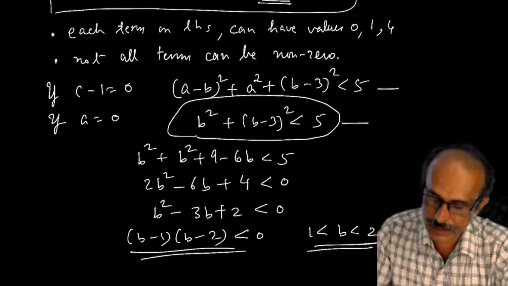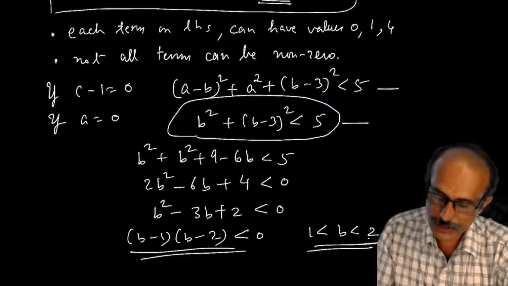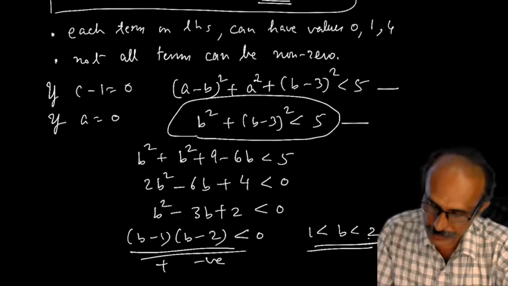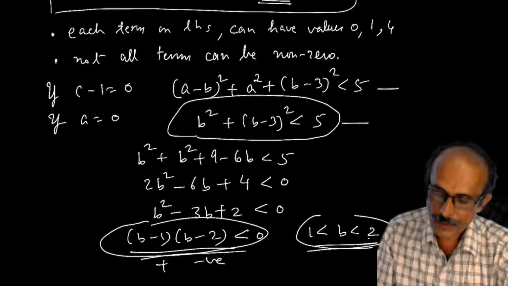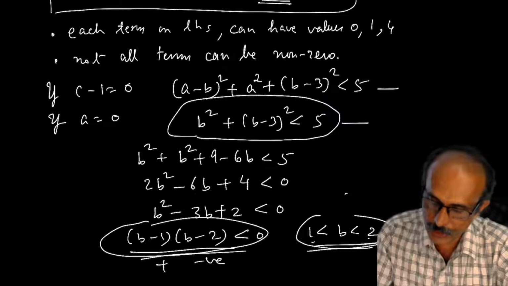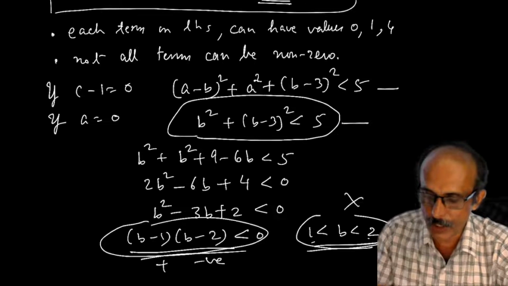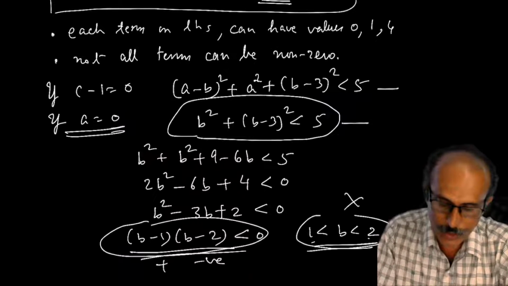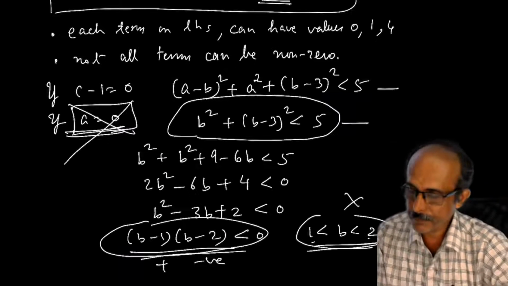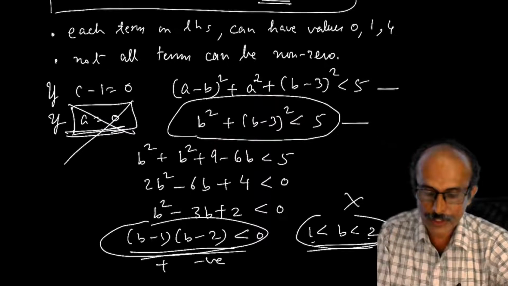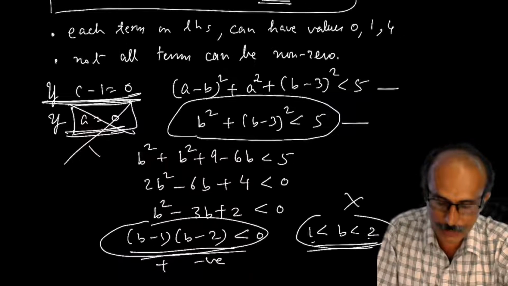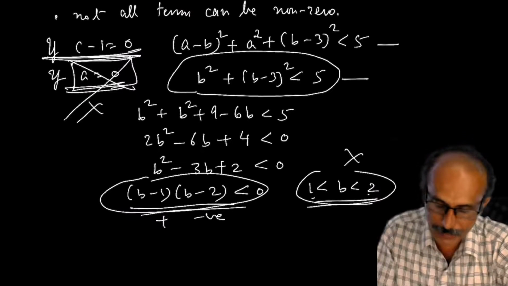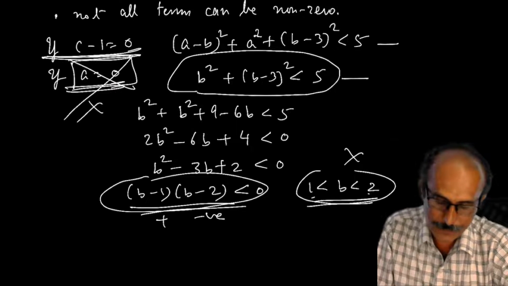You can see that b minus 1 is positive and b minus 2 is negative, positive and negative. So this is the only case where this inequality works. So between 1 and 2, you cannot have a natural number. b is a natural number, so this is not possible. So having a equals 0 is not possible. So if c minus 1 equals 0, a equal to 0 is not possible. So we note that a can be 1. If a equals 1, what happens?